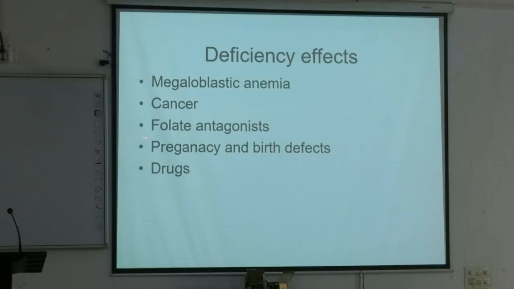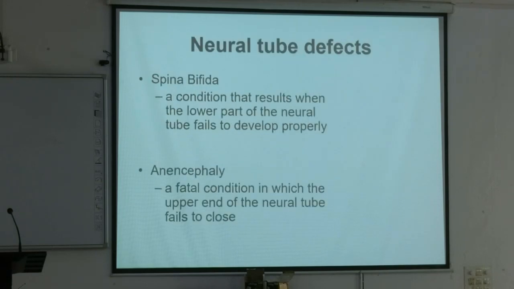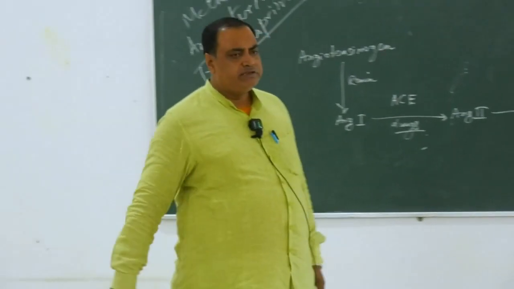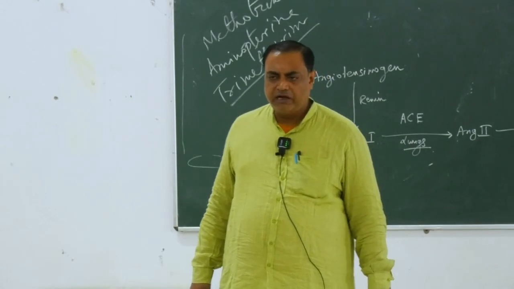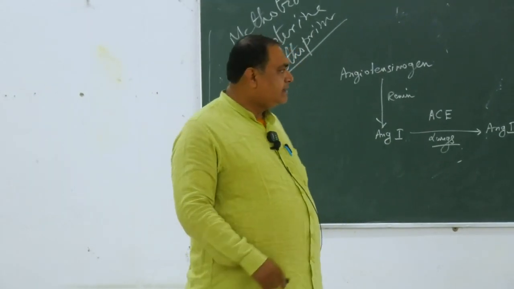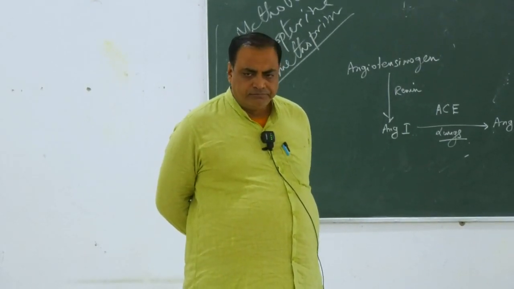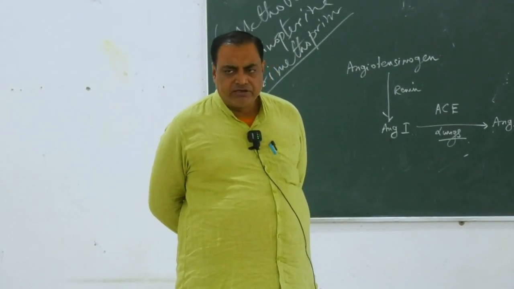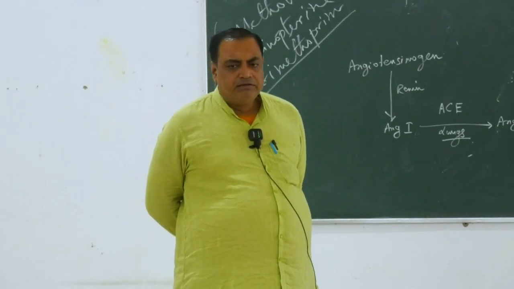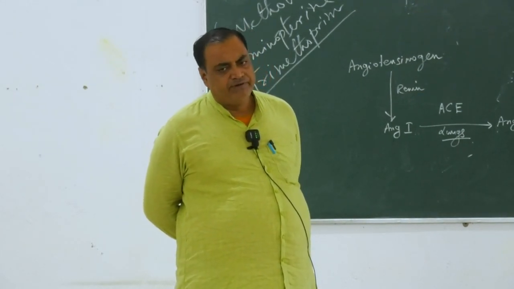Cancer is one of the causes, folate antagonism is another cause, megaloblastic anemia is one of the effects, drug misuse is one of the effects, and birth defects has at least these 2 points you must mention. One is spina bifida, another is anencephalon or anencephaly. A person with anencephaly is called anencephalon, and the condition is called anencephaly.